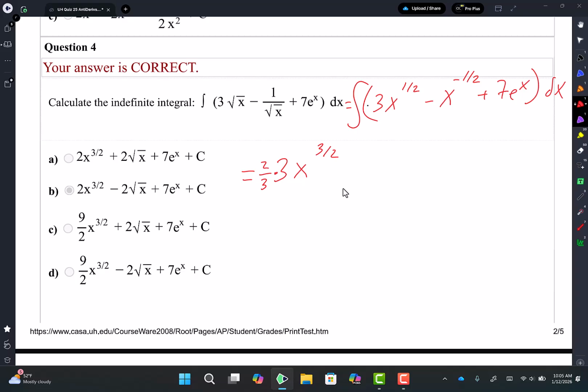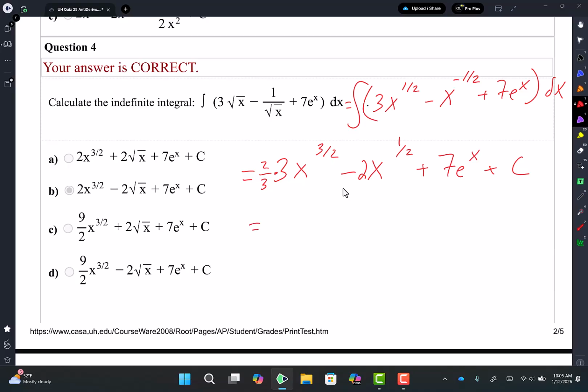Okay. Minus, and then add 1 to the negative half. That's going to be what? 1 half. And then divided by a half, which is the same thing as times 2. So you can just put the 2. That one looks funny. So there we go. And then the antiderivative of 7e to the x is going to be itself. Those are going to always be the same. Plus c. All right.